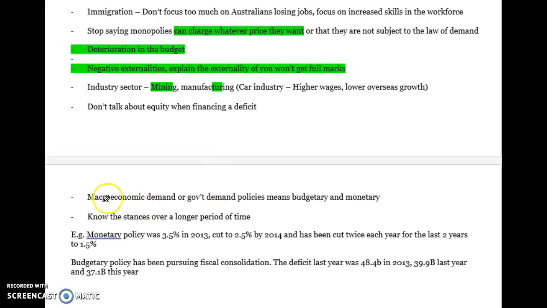When you get a question that asks you about macroeconomic demand policies, it means budgetary and monetary policy. And finally, it's good to know the stance over the last 3 or 4 years, not just this year. So in 2013, monetary policy was at 3.5% for the cash rate. By 2014, it was down to 2.5%. And then over the last 2 years, it's been cut twice in both years. In terms of budgetary policies, they've been pushing for fiscal consolidation, and the budget's been slightly reducing over recent years.